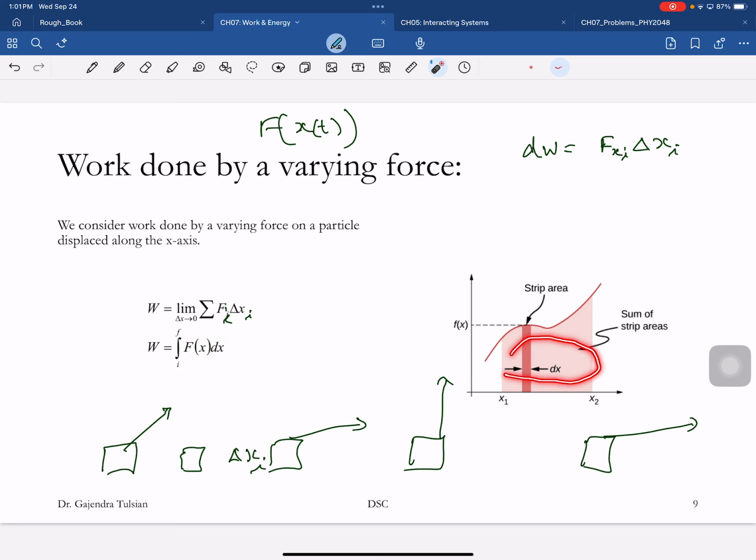So here is an interpretation of this area. When force is plotted as a function of position, the area under this curve is work. What are the units of this area? Area is length times width. Width is in meters. Length is in newtons. Newton meters, that's joules. You wrote dW, do you mean you're taking the derivative of work there? This means infinitesimal amount of work.